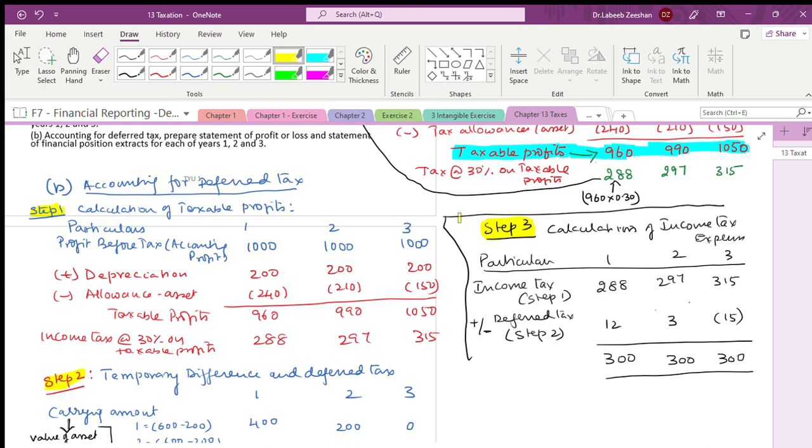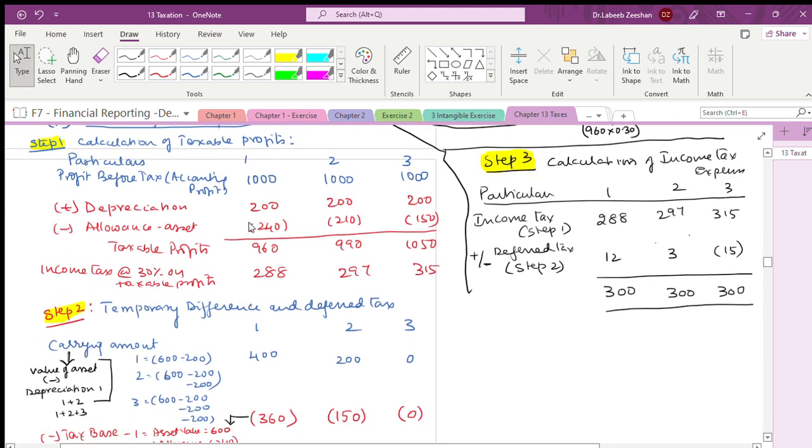Step one. See, without deferred tax, it is a very straightforward question. Nothing is there on that. I will put it like this so that you should not get confused.